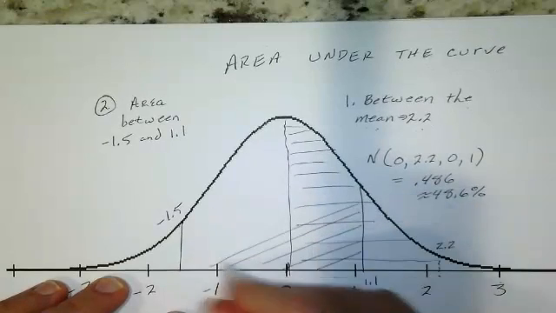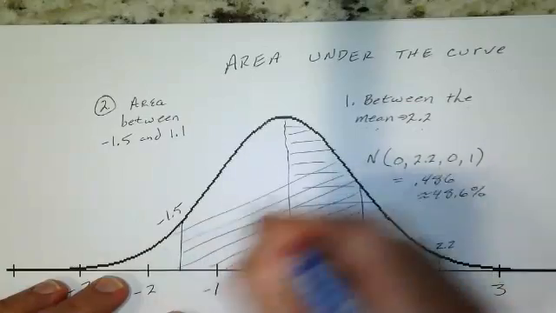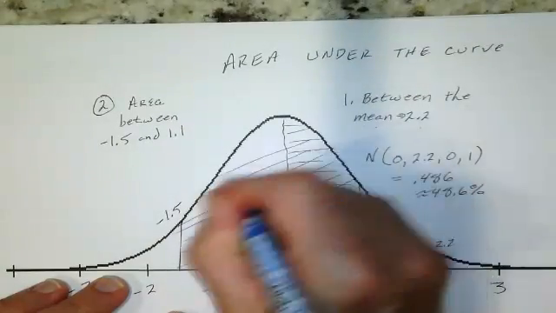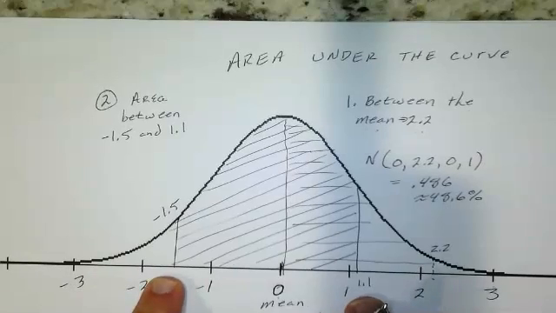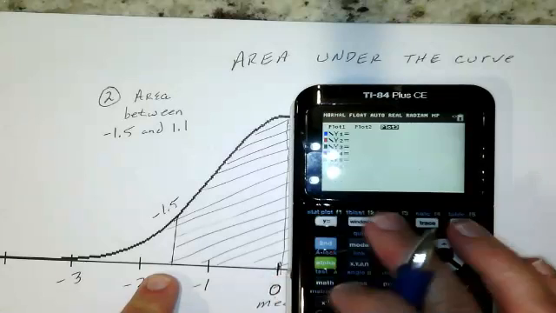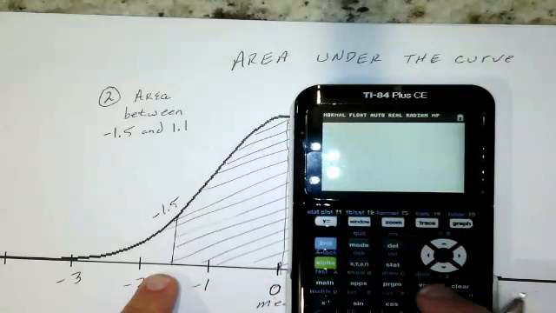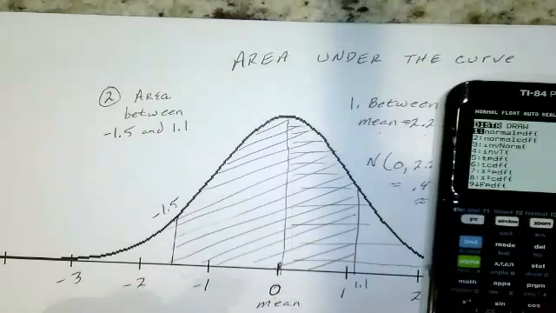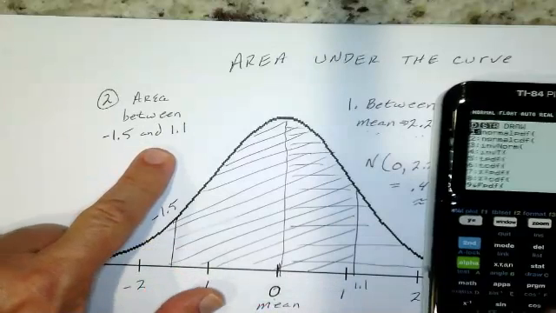I know we have overlaps. It doesn't matter. You can get over it. So finding area under the curve, hopefully you can see my shaded region there from negative 1.5 to 1.1. So back to the calculator. Whoops, not y equals. Second, quit. Second distribution. Again, we're finding area under the curve between two values.